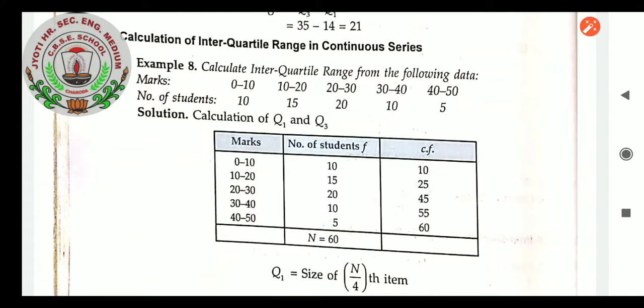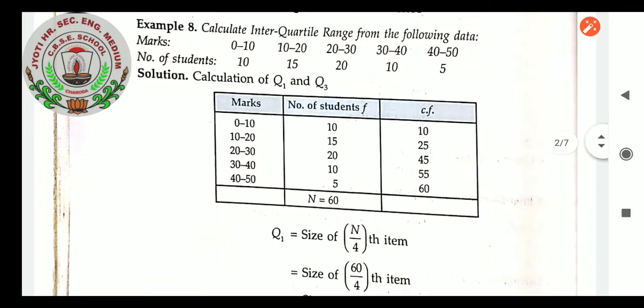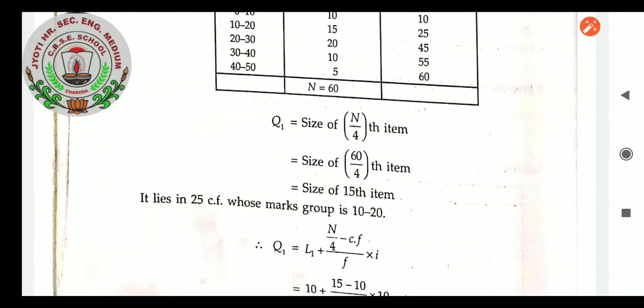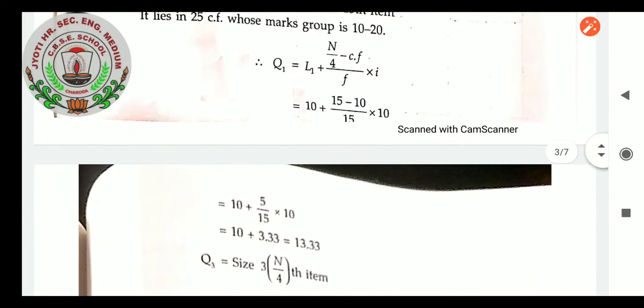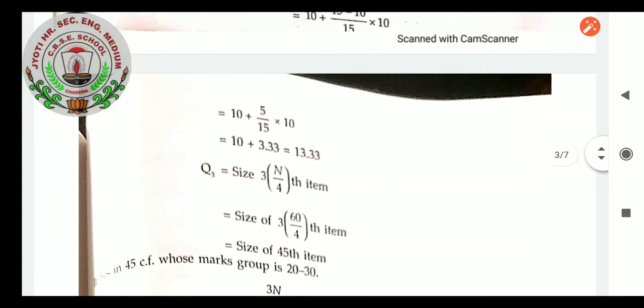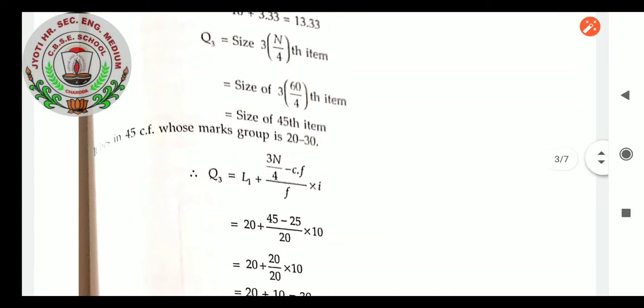For Q1 we take the size of the N by 4th item. The formula changes here, because the formula used in individual and discrete series won't work. So the size of 60 by 4 is the 15th item. It lies in the CF 25, whose mark group is 10 to 20. So Q1 equals L1 plus (N by 4 minus CF) by F into I. Here the answer comes 10 plus (15 minus 10) by 15 into 10, that is 5 by 15 into 10, that is 3.33. Here we get 13.3.